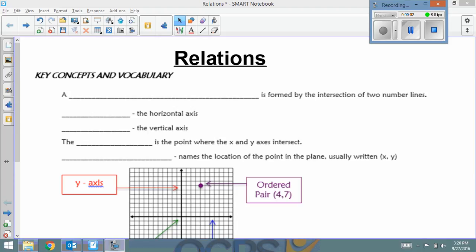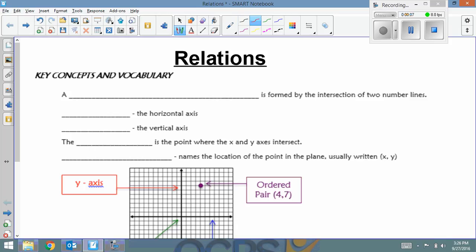Today we're going to talk about relations. Relations are a concept that is going to be used a lot throughout the entire rest of this unit.